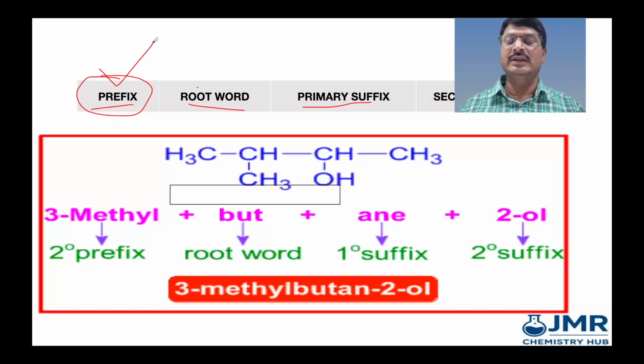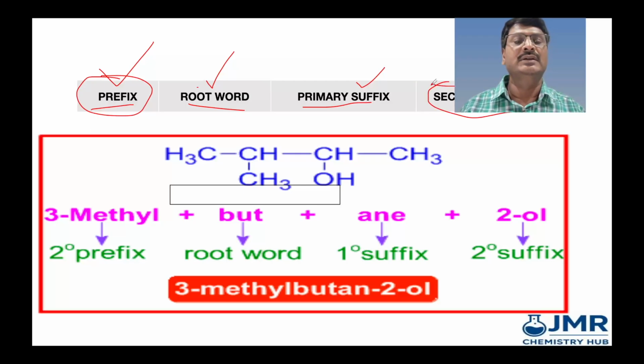The prefix will indicate the side chains present on the carbon, that is, the organic compound. The root word will indicate the number of continuous carbons present in the chain, and the suffix will indicate whether the compound contains saturation or unsaturation mainly, and the secondary suffix will indicate the different types of functional groups present in the compound.